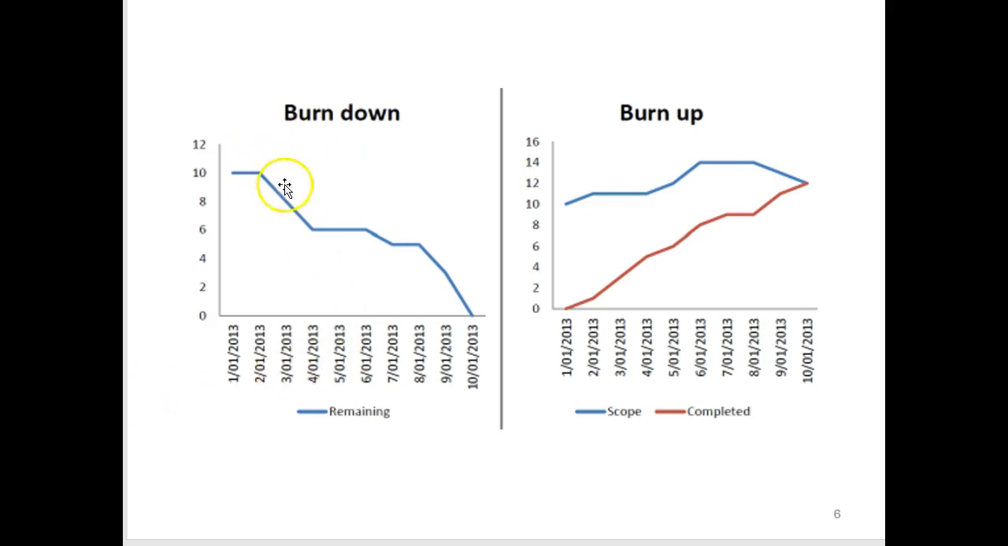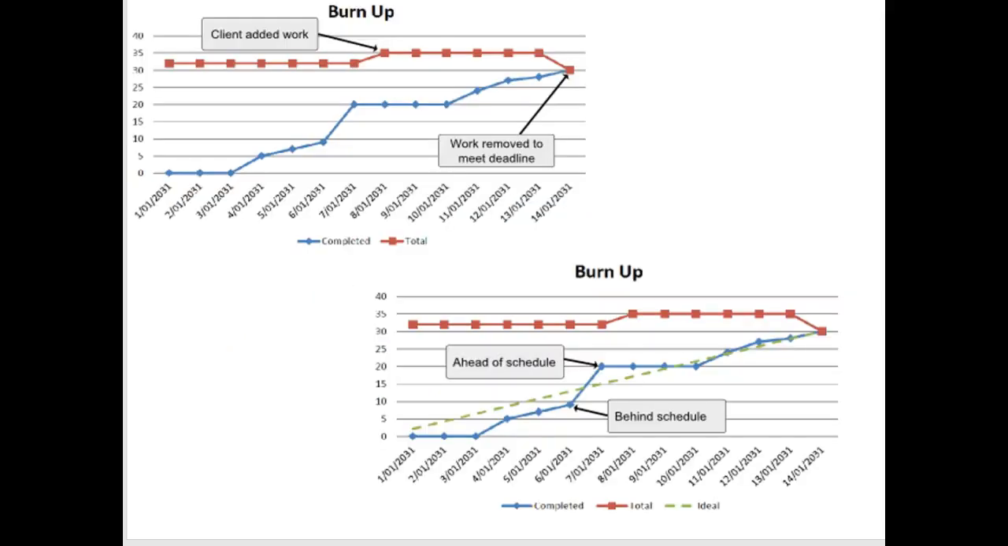This is burn down. You burn down the work. You start from the total work. You want to get to 0. If you do it the opposite way, and some project management software tools do that, you start from 0 and burn up, meaning you get to the total work that you want to be done. That's going to be a burn up chart. In your lab 5, with the same data set, you're going to create a burn down and a burn up chart.